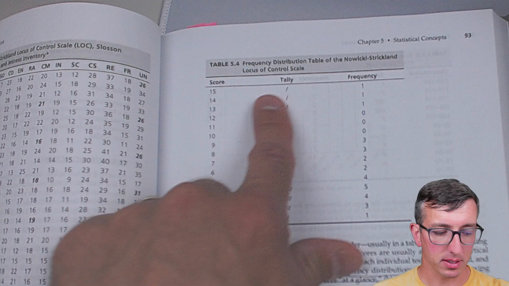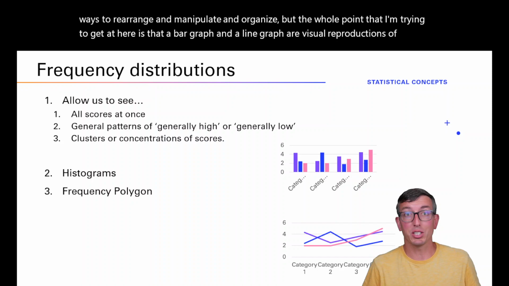But the whole point that I'm trying to get at here is that a bar graph and a line graph are visual reproductions of information in visual form. And that can be really helpful in many, many ways. So I think you guys get that. Pretty basic. We don't need to spend too much time on that. I know I didn't cover what those sub bullet points were, but those are reasons why we might use it. To see clusters or concentration, also see patterns, that can be really helpful. High peaks or low lows. We'll show examples of what assessment results look like, and we'll see that line graph in practice.